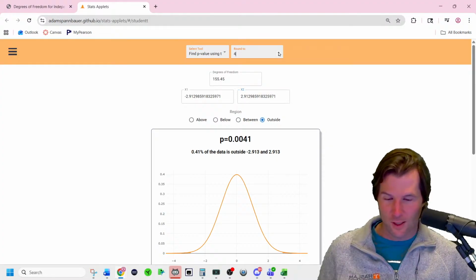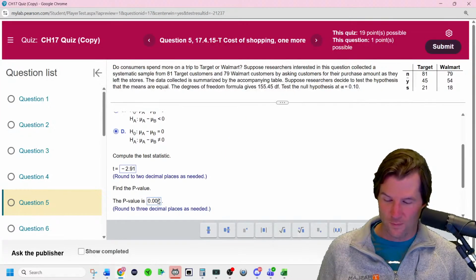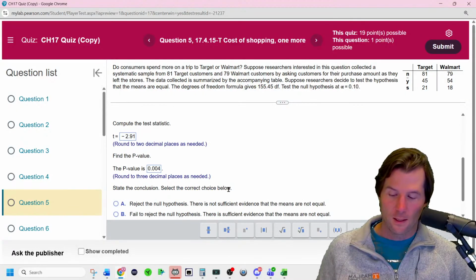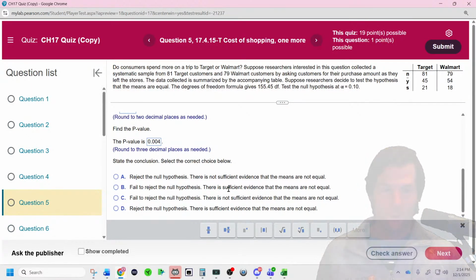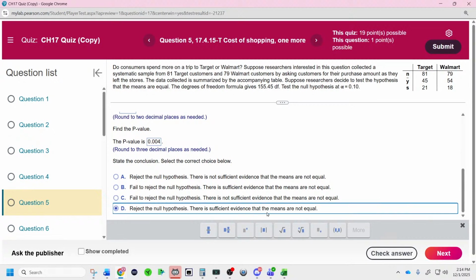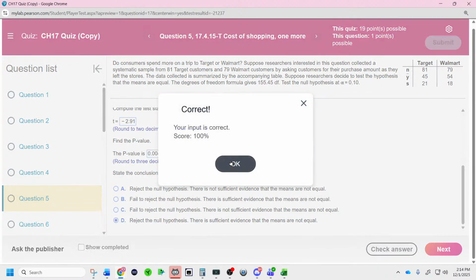And I was a little bit off, but it's 0.004. So I was a little bit off right there. And so the p-value is low, reject the null. There is evidence for the alternative that the means are not equal. That should do it. Check answer.